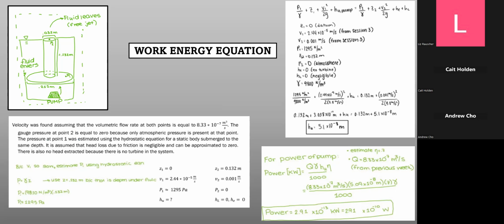And there is no head extracted in the system because there is no turbine present, only a pump. And there is no head loss because we assume that there is no friction in the system. So our first step was to use the work energy equation to find our useful head, which turned out to be 5.1 times 10 to the negative 8 meters. We then used that useful head and implemented it into the power equation in kilowatts, which we got 2.91 times 10 to the negative 13 kilowatts, which is also equal to 2.91 times 10 to the negative 10 watts.